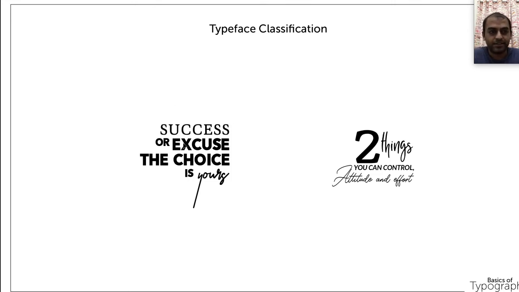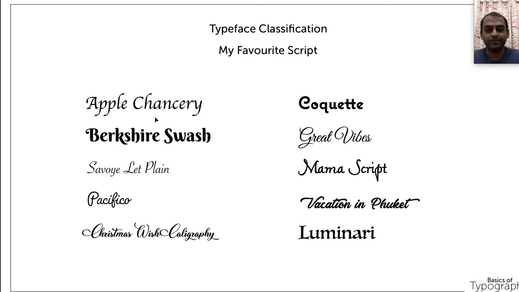Whenever there is any particular, for example, there is one recent social media ad, I will give you the Canva link in the description, where just for you was written in script based font and the rest in sans serif. So that is how this font looks good. Apple Chancery and Great Vibes look great in combination with sans serif font. And also Savoye Let's Plain looks great in combination with sans serif font.